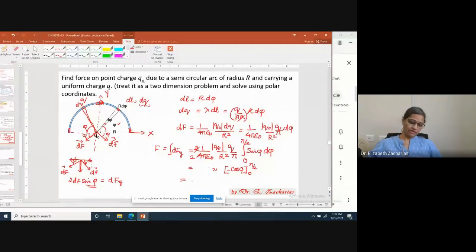So finally, I will tell you the answer. The answer that you should get will be 2 into 1 by 4 pi epsilon naught, and then q naught into, I will write it in terms of lambda just so that it is easy, lambda divided by r. So that's going to be the net force, and the direction of the force is going to be this direction, because all the forces are going to be pairing up like this. So the net final force will be in this direction. This will be the net force. Okay? So now do you feel confident that you will be able to work out a problem if given?